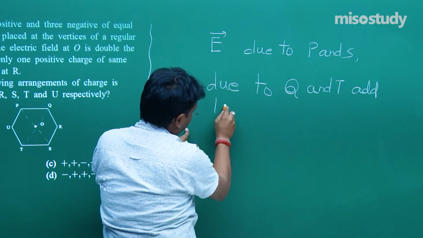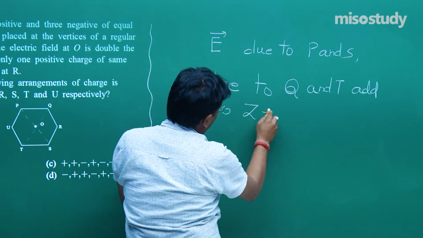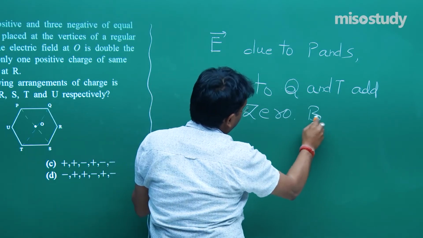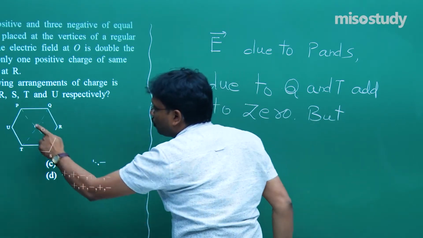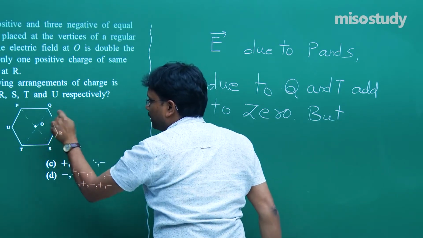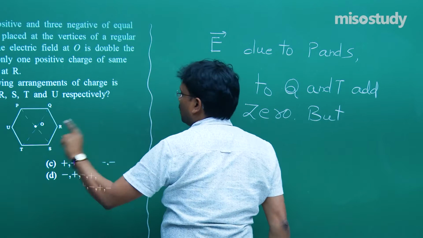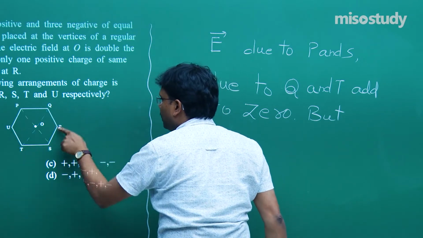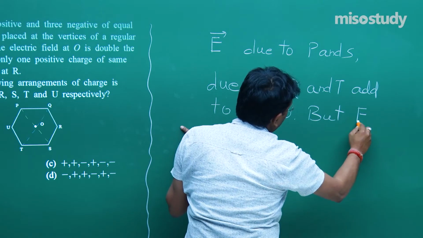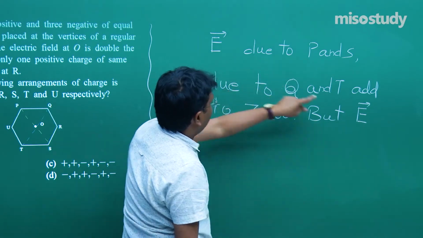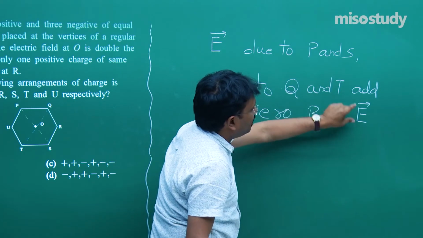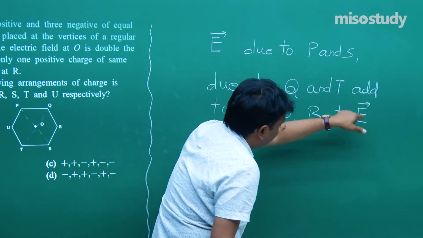Add to 0. Fine. But now how to add to 0? Plus, minus, plus, minus, cancel, cancel. Now the possibility is plus and minus. But E due to E, I am using the vector sign just to show you that this is a symbolic representation of the direction with magnitude of the electric field.